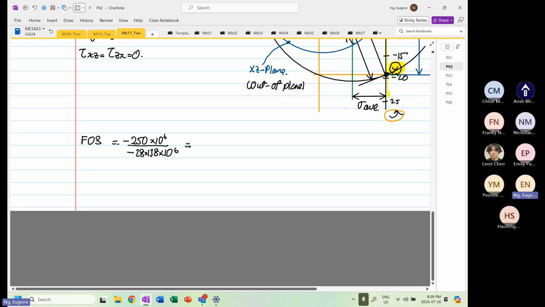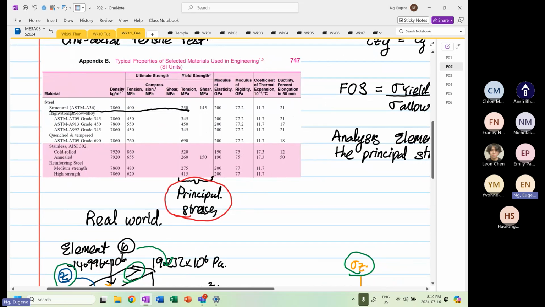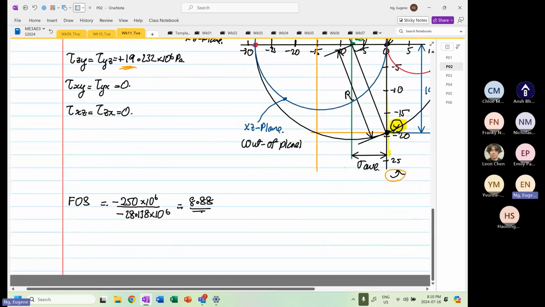So your factor of safety is equal to 8.88. 8.88 is very high. If you look over here, maybe you can use material with lower strength, which we don't have. ASTM A36 is possibly the cheapest steel around, and your factor of safety is so high, so your structure is sound.